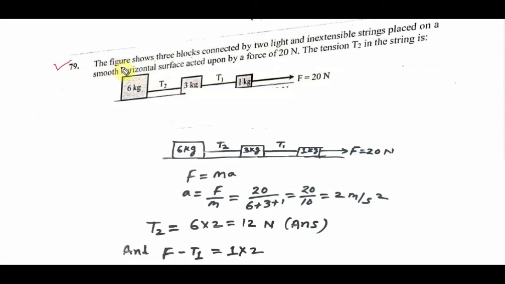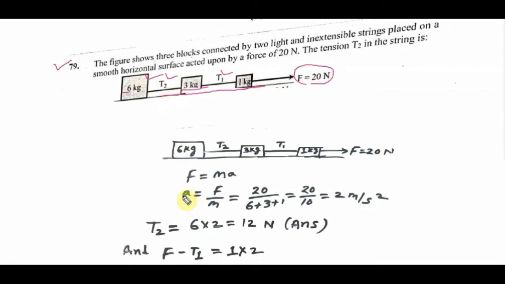Next question. The figure shows 3 blocks connected by 2 light and inextensible strings placed on a smooth horizontal surface, acted upon by a force of 20 Newton. The tension T2 in the string will be? Here in this figure, 3 blocks are there of 6 kg, 3 kg and 1 kg with a string connected to them, and a force of 20 Newton is applied to this, and the tension here is T1 and this tension is T2.